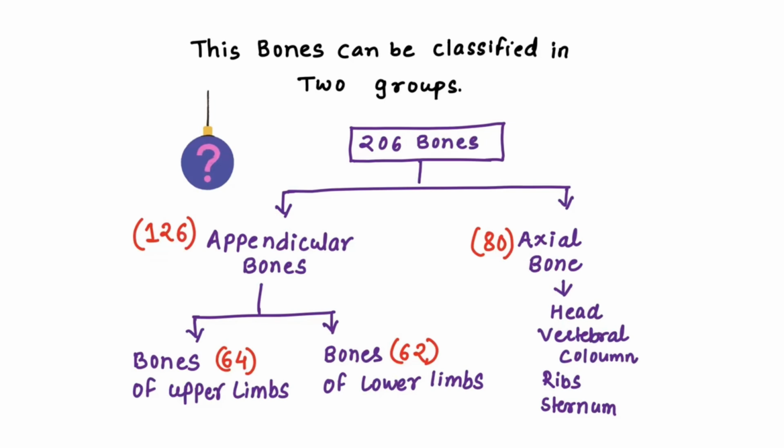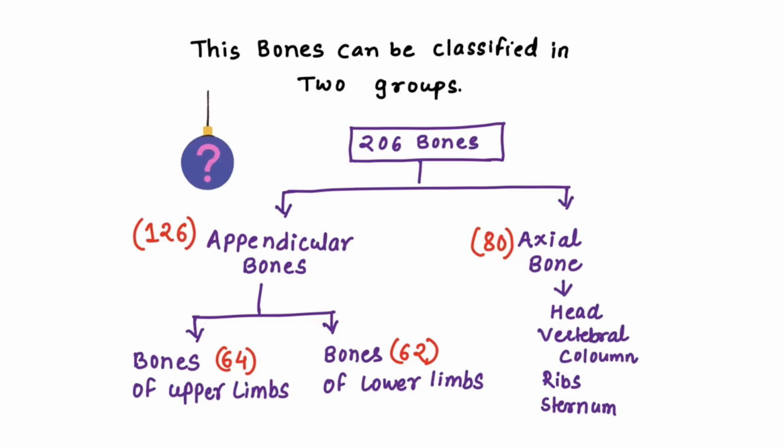Axial bones are the bones which form the central axis of the body, and appendicular bones are the bones which are attached to the axial skeleton or axial bones. Now, there are 126 appendicular bones and 80 axial bones. Together, they equal 206 bones.